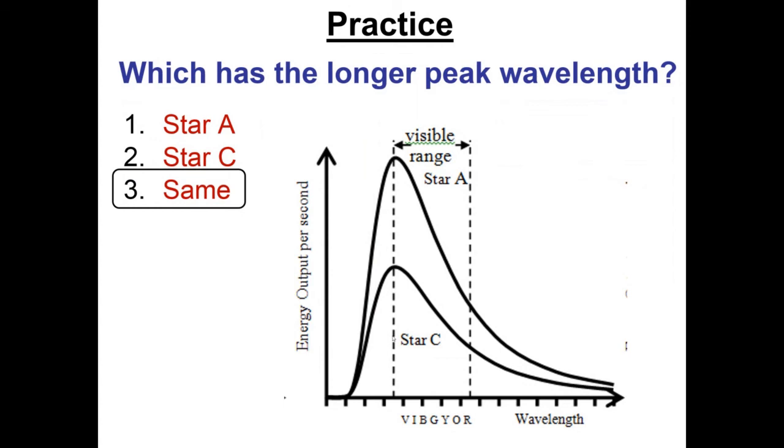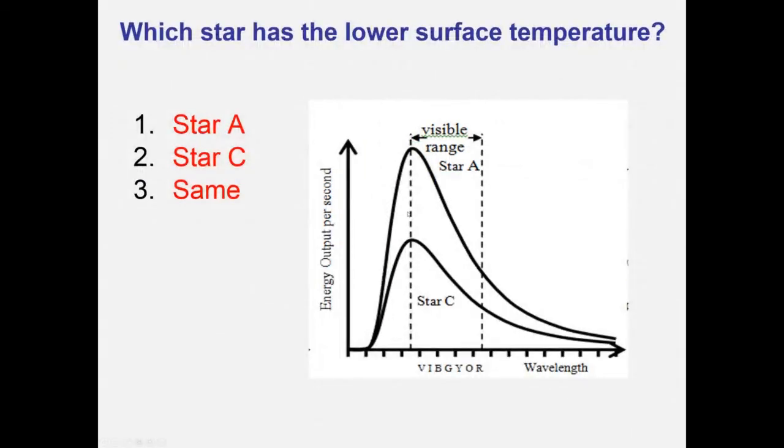So what does that tell you about their temperature, right? Which star has the lower surface temperature? Which star is cooler? Star A, star C, or are they the same? And if they have the same peak wavelength, what does that tell you?